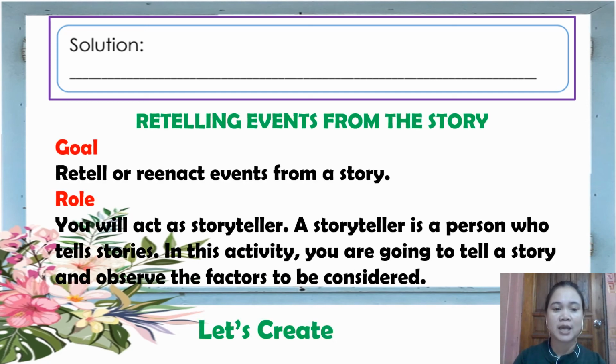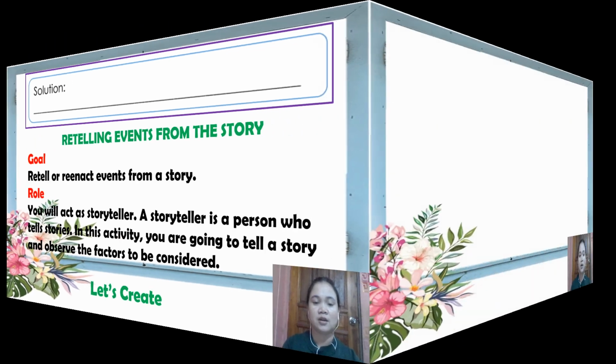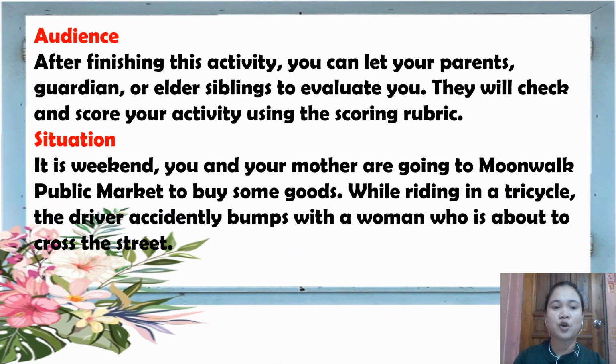Okay, for your Let's Create, your goal is to retell or reenact an event from a story. You will act as a storyteller. When we say storyteller, it is the person who tells the story. In this activity, you are going to tell a story and observe the factors to be considered. And after finishing this activity, you can let your parents, guardians, or elder siblings evaluate your story. They will check and score your activity using the scoring rubric.